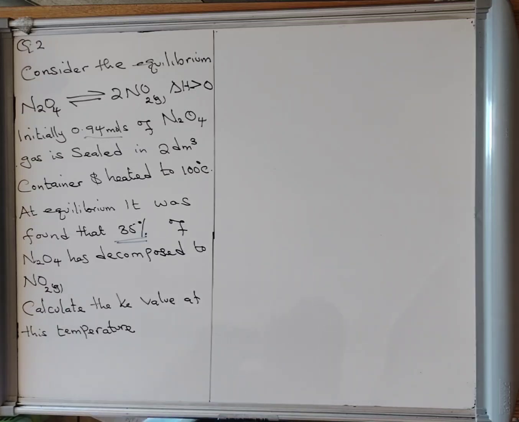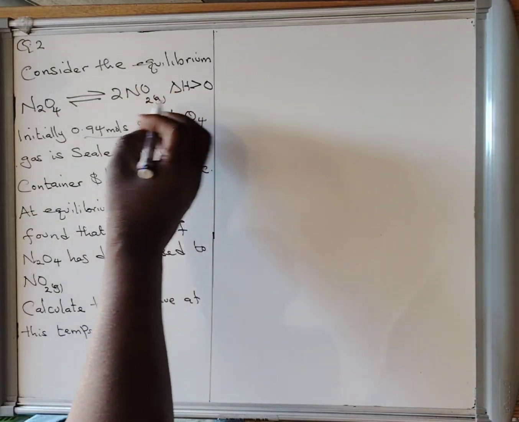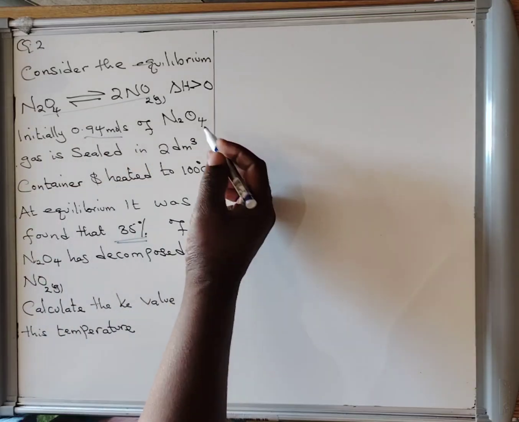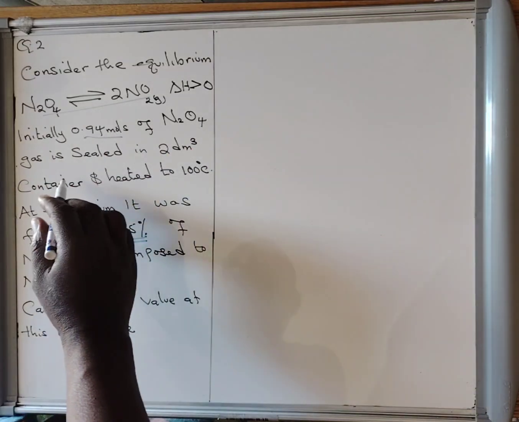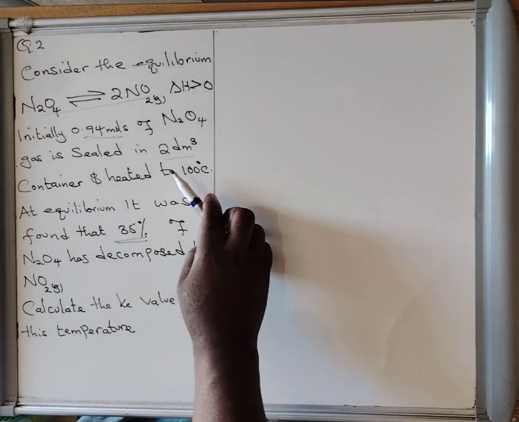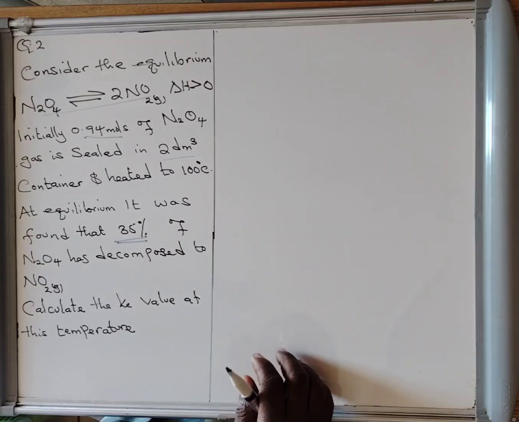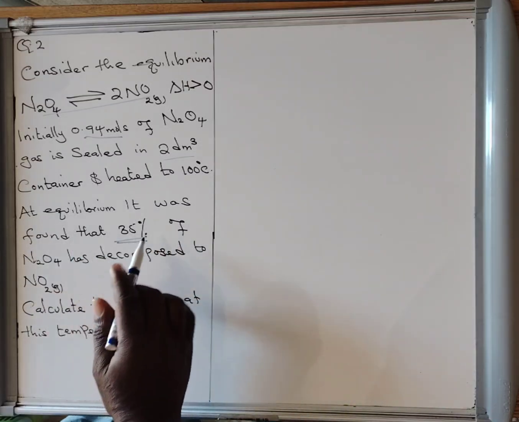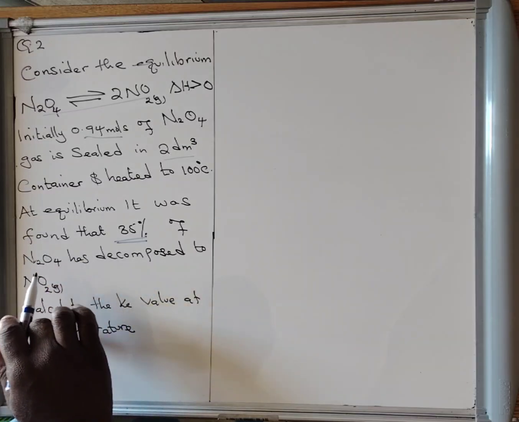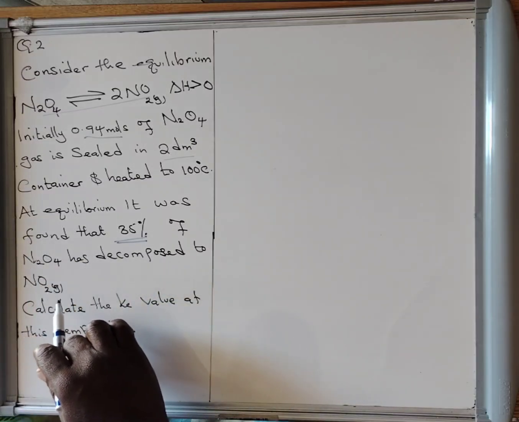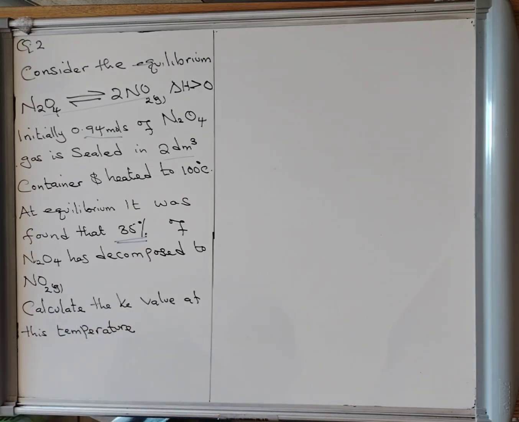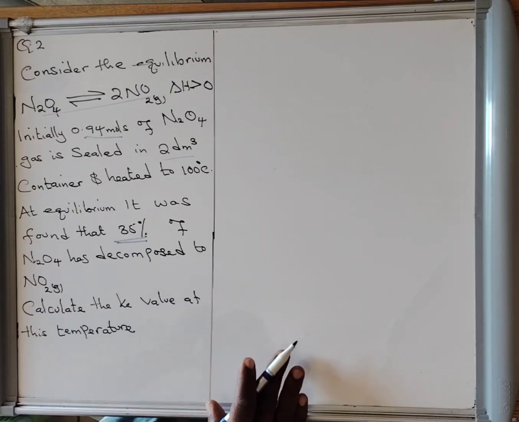Okay, today we are having this case. It says consider the equilibrium. This is the equilibrium. Initially, these are the number of moles of dinitrogen oxide gas, which is sealed in the 2 cubic decimeter container and heated to 100 degrees. At equilibrium, it was found that 35% of dinitrogen oxide has decomposed to nitrogen dioxide. And the question says, calculate the Kc value at this temperature.